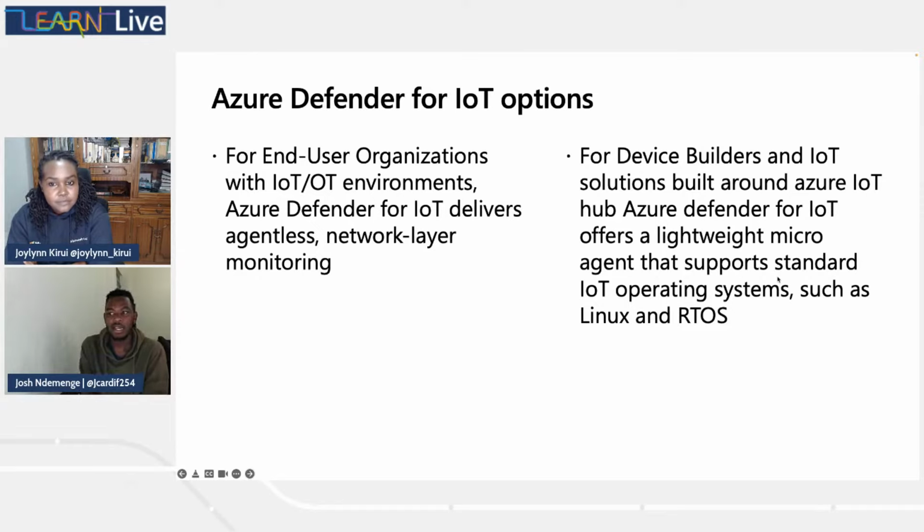Now, Defender for IoT offers a set of two capabilities to fit your environment needs. One of the capabilities is for end user organizations, and the other one is for device builders. For end user organizations with IoT or OT environments, OT meaning operational technology, Azure Defender for IoT will deliver an agentless network layer monitoring that can be rapidly deployed and that will easily integrate with diverse industrial equipment.